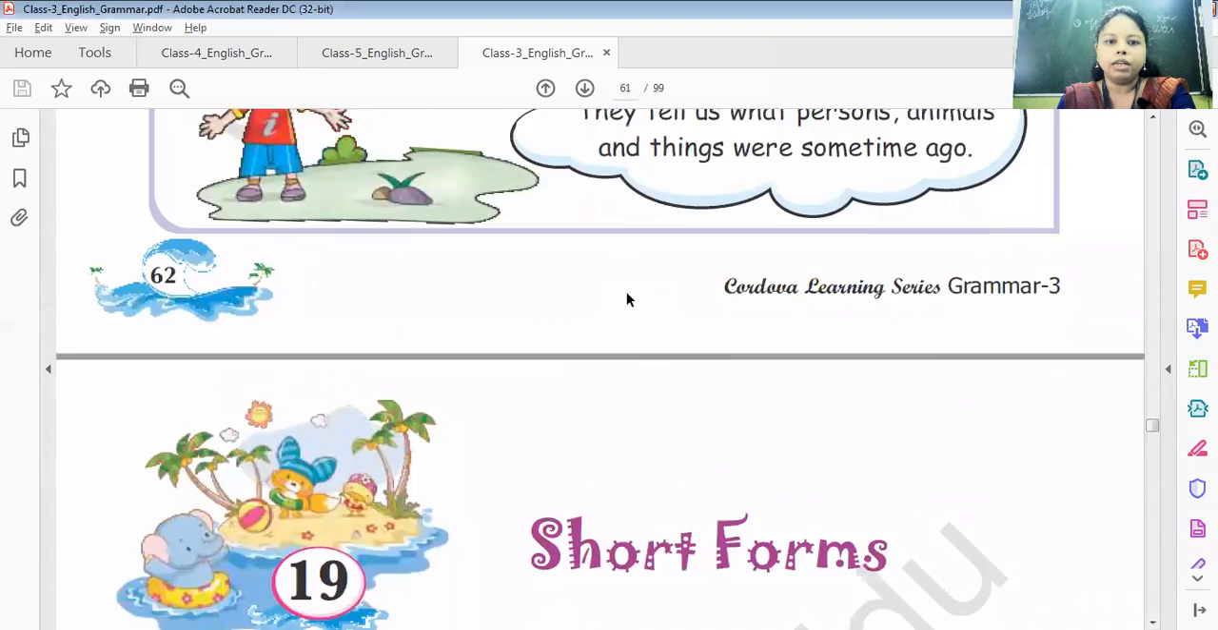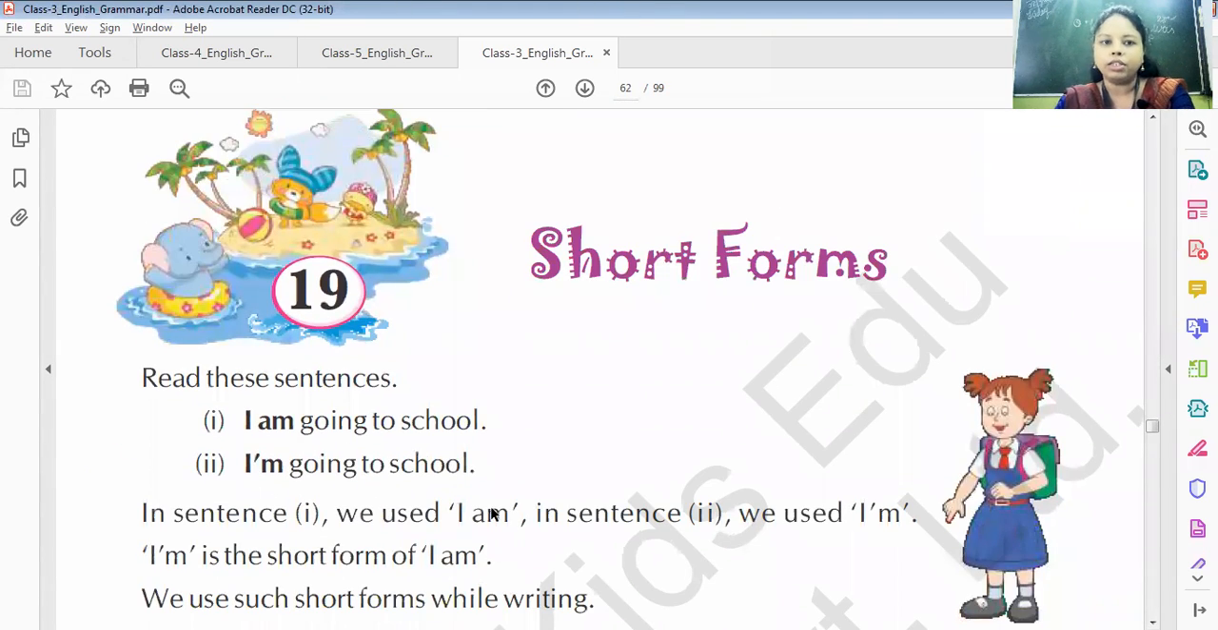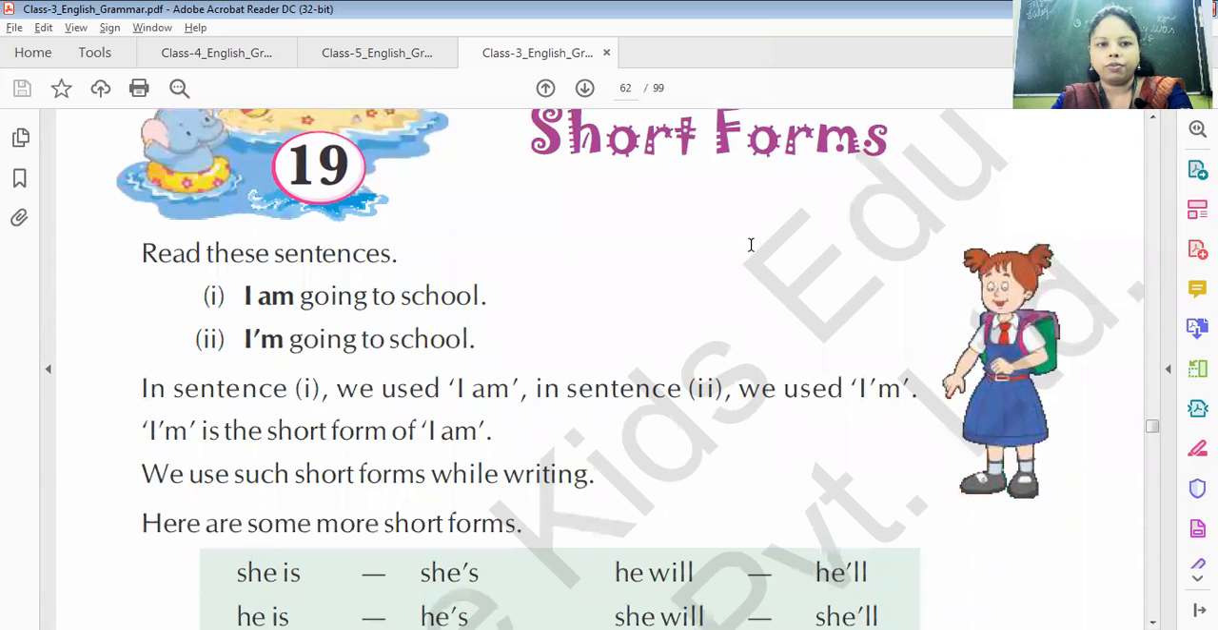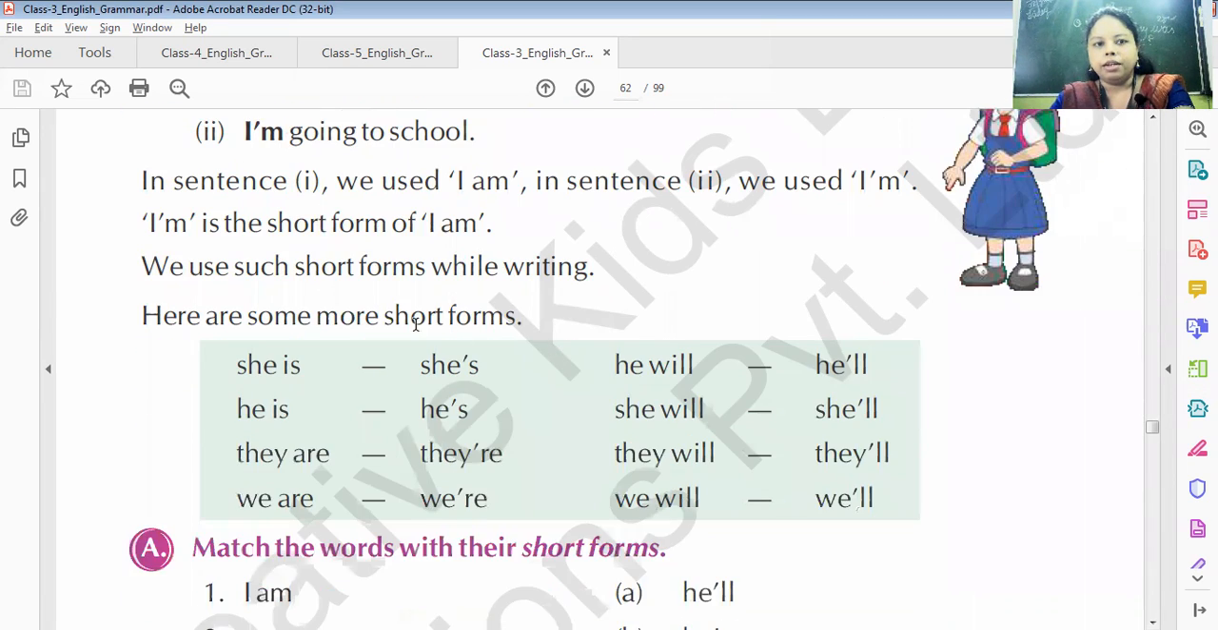Now let's move to the next chapter, which is chapter 19, short forms. I'm going to school. Here the short form of I am is I apostrophe M. We just have to put apostrophe and M. Then it is sufficient. Understand? This is the short form of I am.